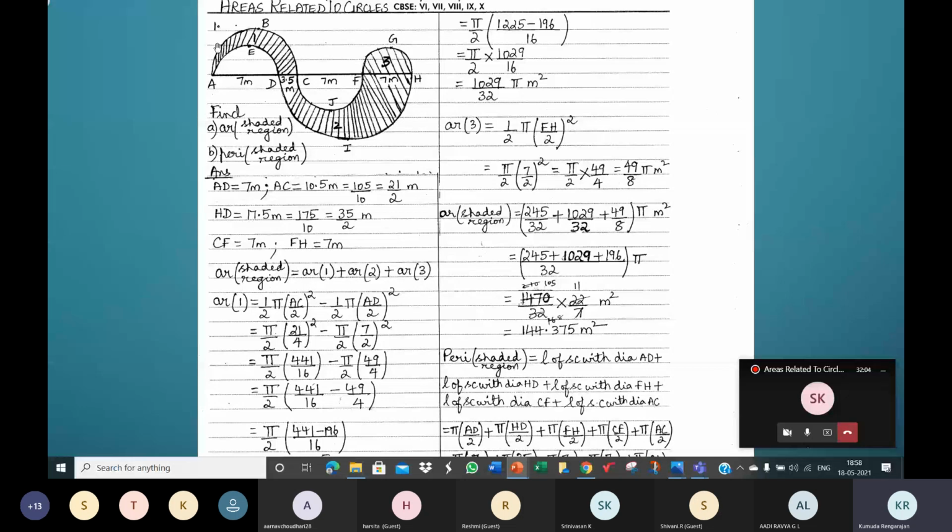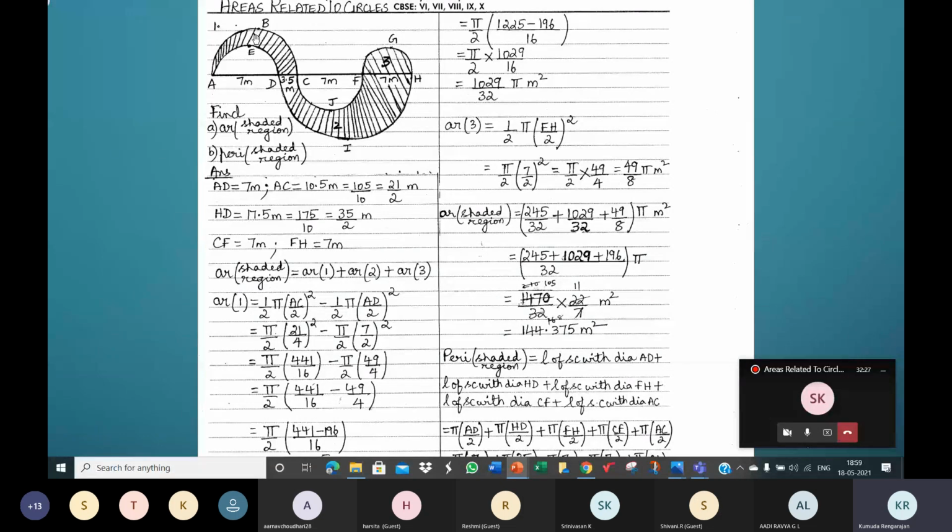The area of the shaded region in total is the area of this region marked 1, plus the area of this region 2, plus the area of this region 3. That's what I've mentioned here. Now let's find the area of region 1, the shaded portion 1.